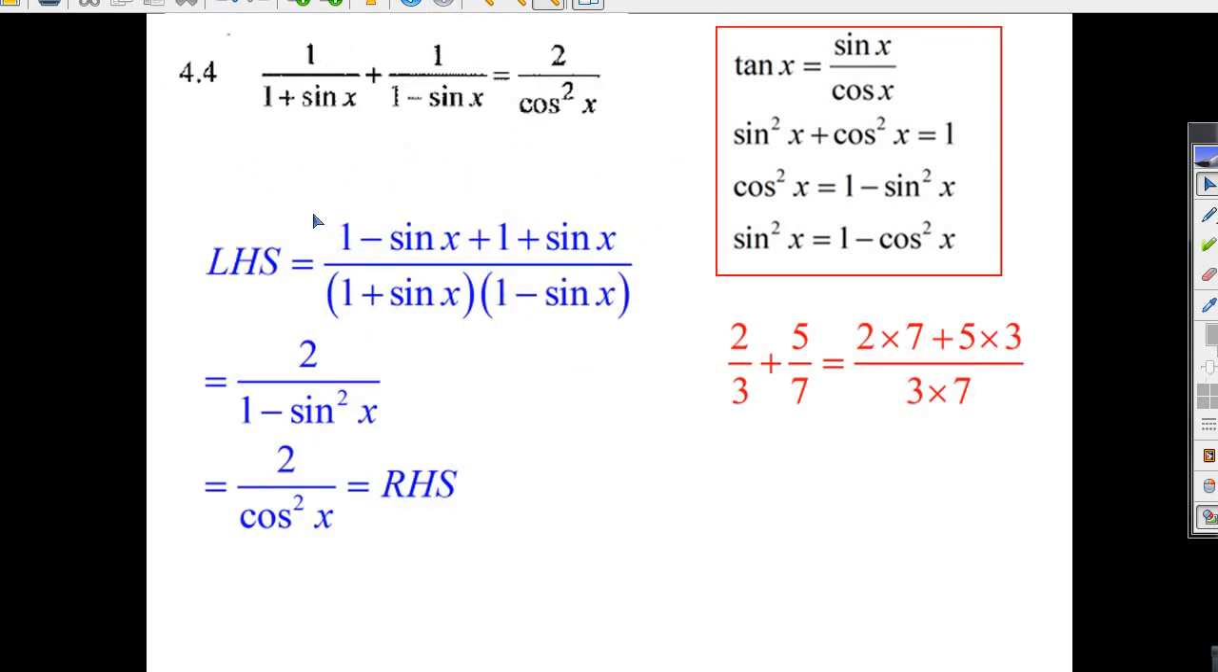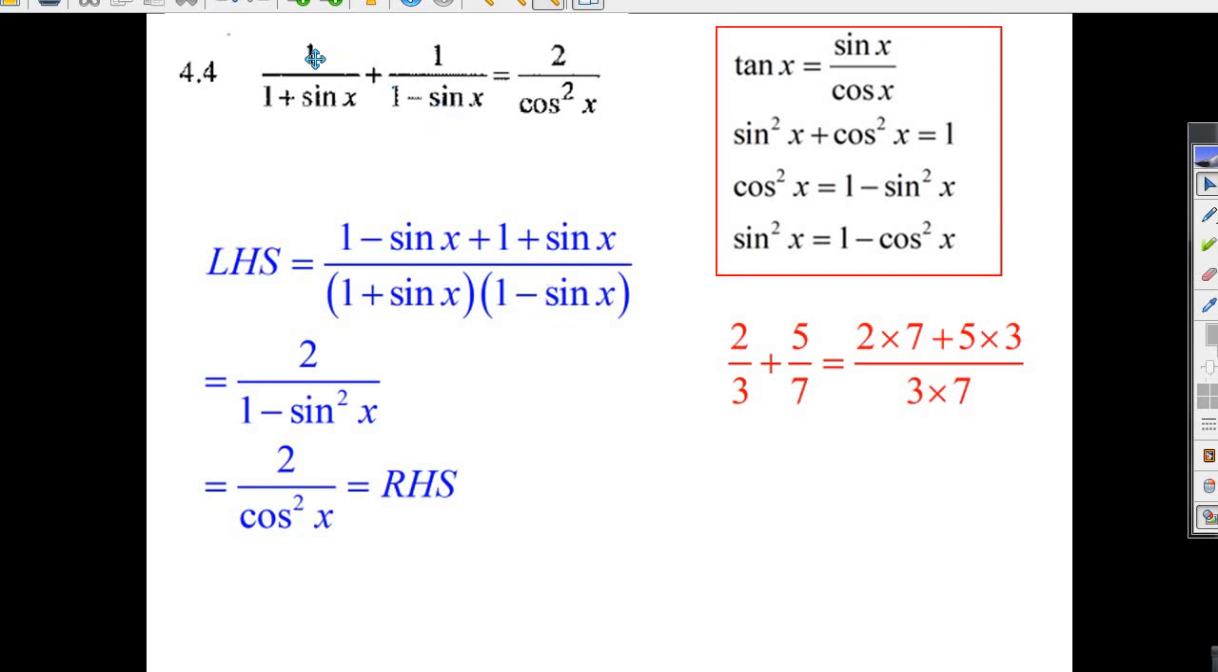Let's try this one here. Look, we do just exactly the same thing. We start with the left-hand side. We multiply the denominators. Just like we would go 3 times 7 is 21 on the bottom here. We go 1 plus sine x times 1 minus sine x on the bottom.